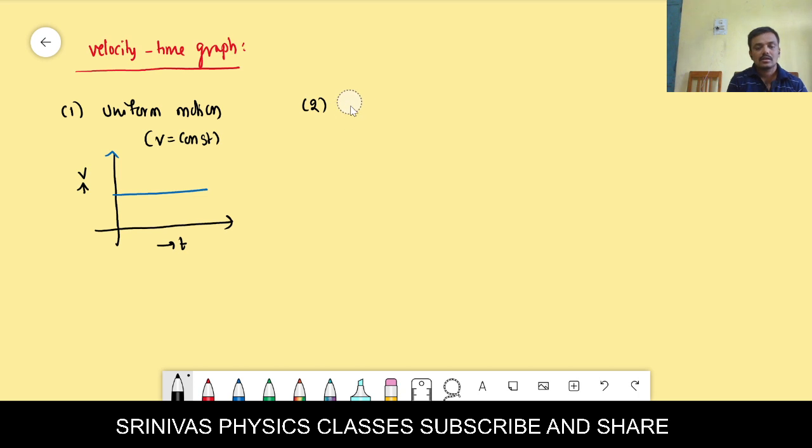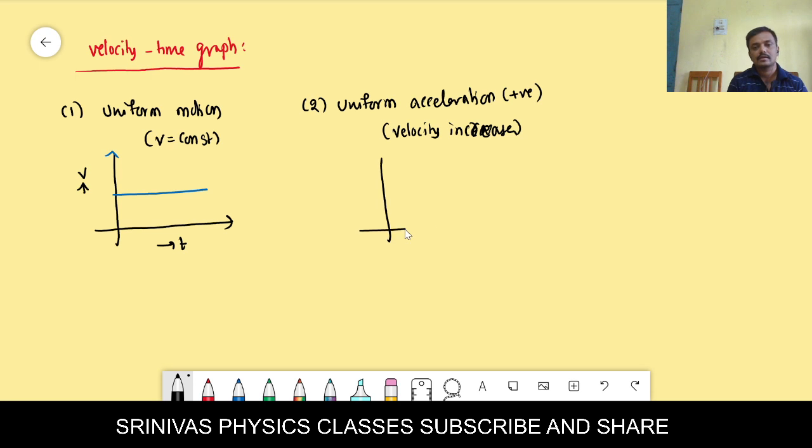In uniform acceleration, velocity increases. Velocity increase means positive acceleration. Then the graph will be like this. You should remember how the graphs look.